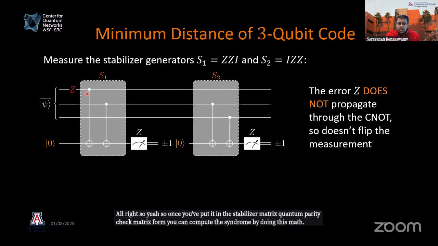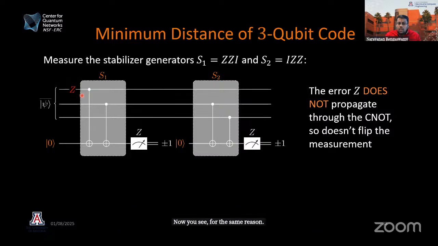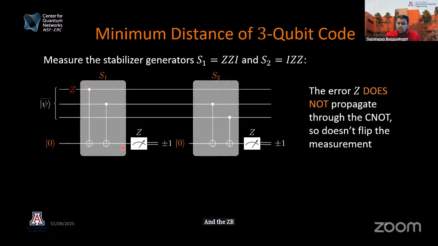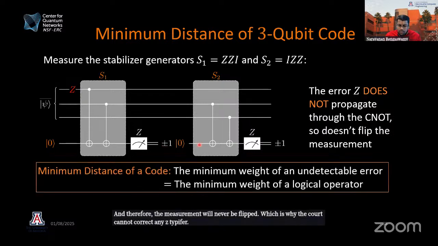Now you see, for the same reason, if you had a Z error here, you can check the properties of a CNOT, and the Z error would not propagate to the ancilla. So the Z error would just zip by, and therefore the measurement will never be flipped, which is why the code cannot correct any Z-type error.